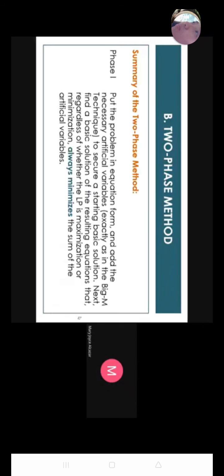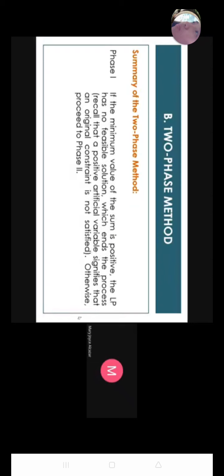So this is the summary of the two-phase method. For phase 1, we put the problem in equation form and add the necessary artificial variables, exactly as what we did in the Big M technique. So this is to secure a starting basic solution. Next, we find a basic solution of the resulting equations that, regardless of whether the LP is a maximization or minimization problem, always minimizes the sum of the artificial variables. So that is for the objective function.